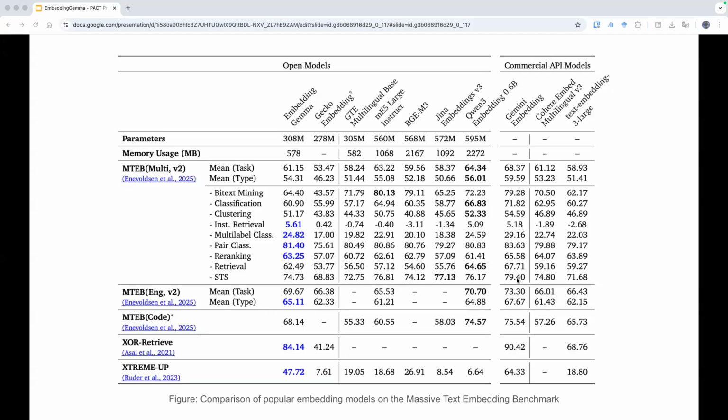The next step is that they get the Gemini embeddings using the Gemini LLM, take the geometric space and try to embed that within the embeddings of Gemma. So essentially they are forcing Gemma to replicate what Gemini is doing.